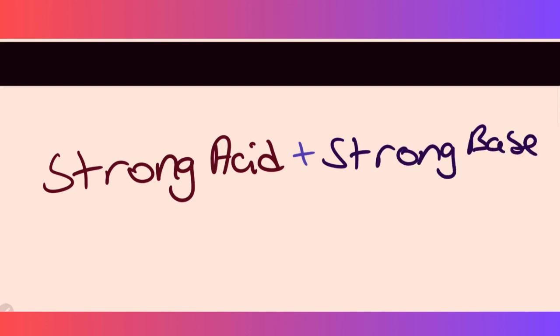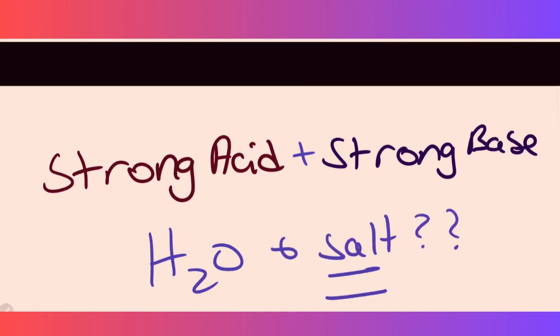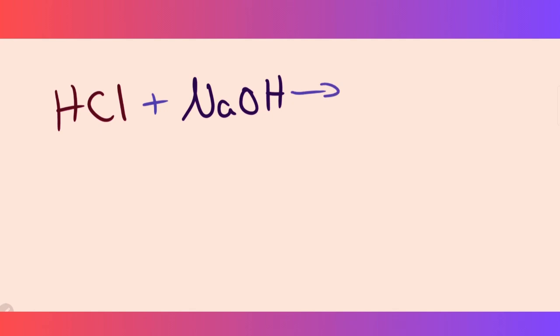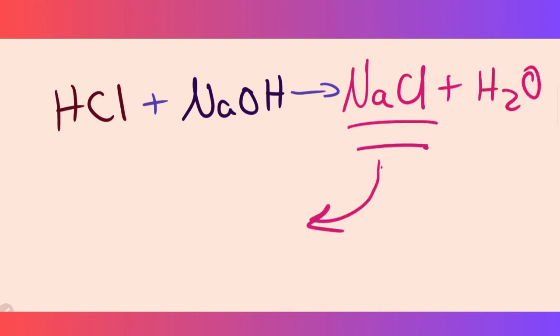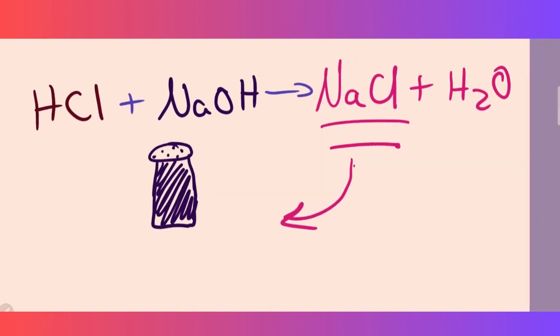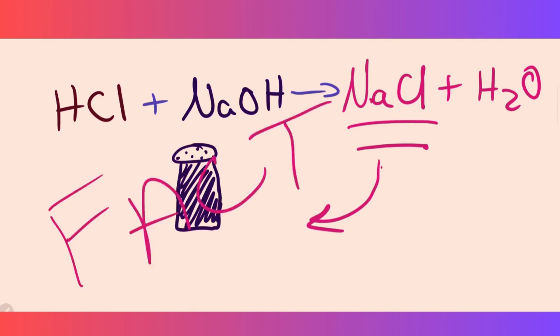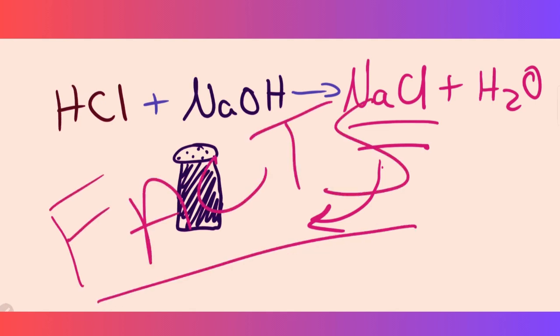Now, if you were to take a strong acid with a strong base, you're always going to get water and a salt. But wait, salt? Yep, so if you take a hydrochloric acid and mix it with a sodium hydroxide, you end up with a sodium chloride and water. And yep, sodium chloride, that is good old-fashioned table salt. And that's just even more facts.